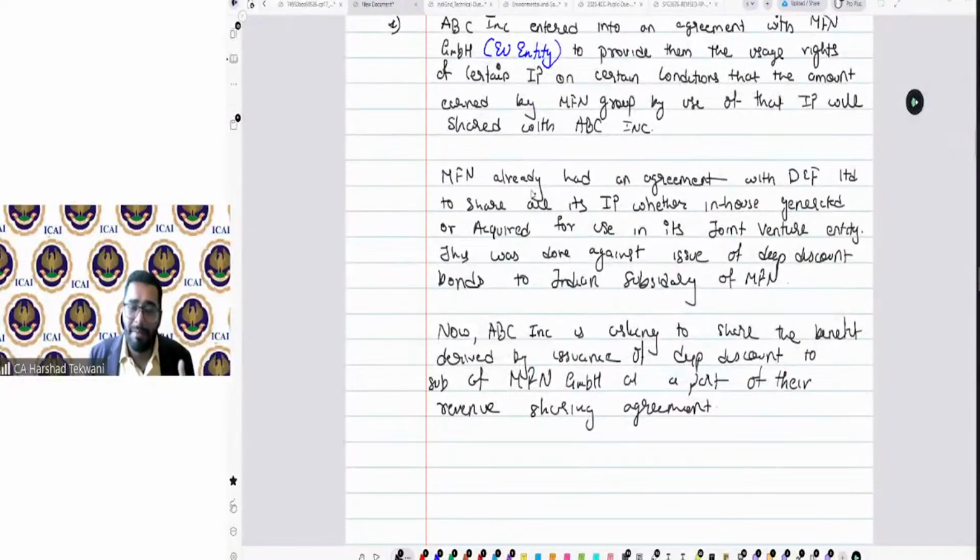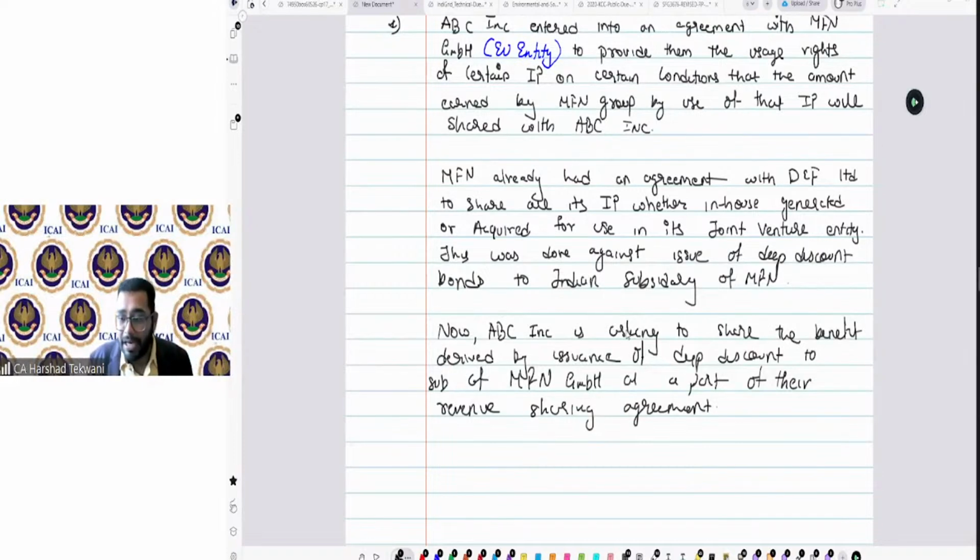Now there was one agreement with ABC Incorporation that they will allow a particular company to use certain IPs in consideration of sharing the revenue generated by use of that IP. Before that agreement, MFN was already in an agreement with DEF Limited that whatever IP is acquired by MFN will be shared with DEF Limited. Against that, DEF Limited will issue deep discount bonds to the subsidiary of MFN Limited, which will then be redeemed at a higher price, so that MFN Limited will incur a good amount of capital gain, or the discount given to MFN Limited will directly be a profit. Now, ABC Limited is asking to share the benefit derived by issuance of the deep discount bond to the MFN subsidiary in India as a part of their revenue sharing agreement, which was made at the start, as we discussed in the first paragraph.